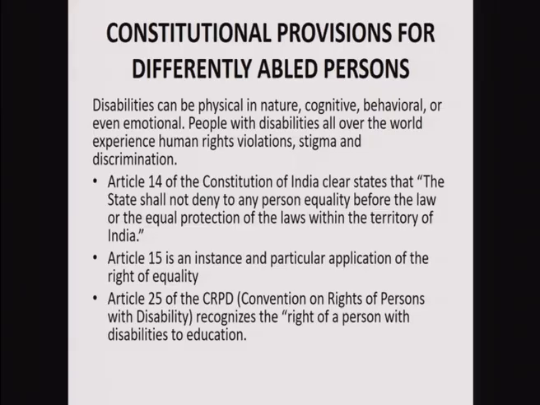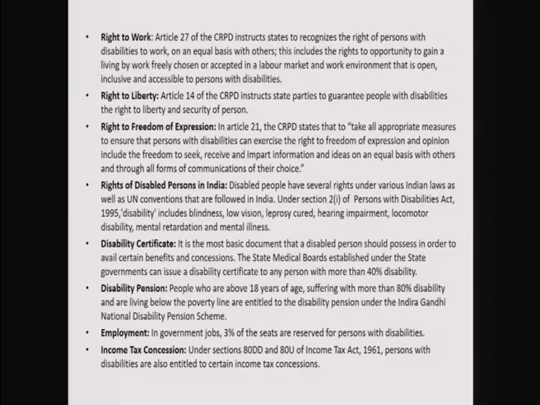Now, let us discuss the provisions which are meant for the disabled. We have Article 14, which provides equality and equal opportunities. Article 15 and Article 25 provide for the Convention on the Rights of Persons with Disabilities and so on, where they can get educated. So, these people get rights in terms of education, work, expression, liberty and so on. So, we have reservation for these people in all these domains.